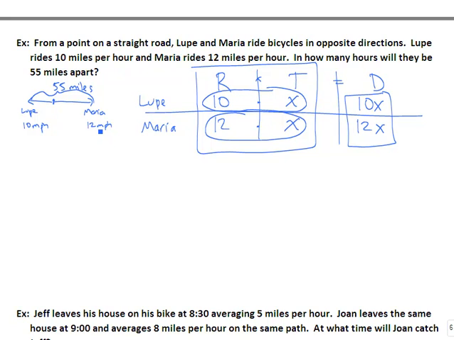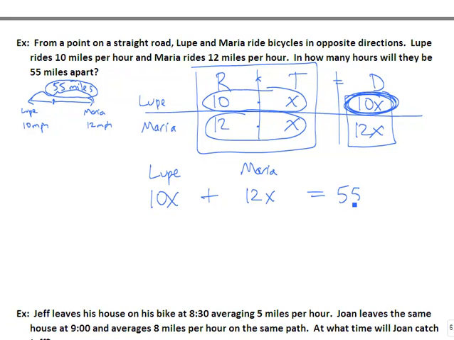But what we do know is that the 2 girls, however far they bike, their 2 distances have to add up to 55 miles total. So if Lupe goes a distance of 10x, because that was her distance in the distance column, and Maria travels a distance of 12x, because that was her distance in the distance column, then the 2 distances together have to add up to 55 miles total. So that's how we get our equation.